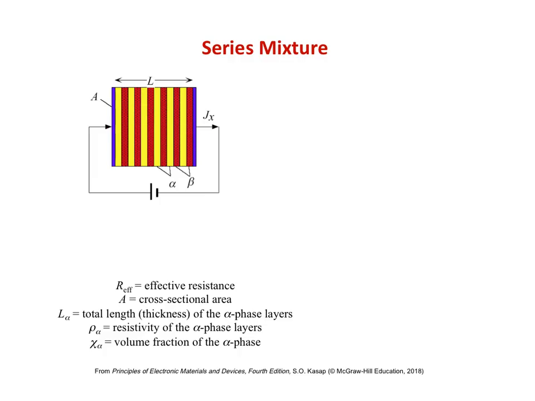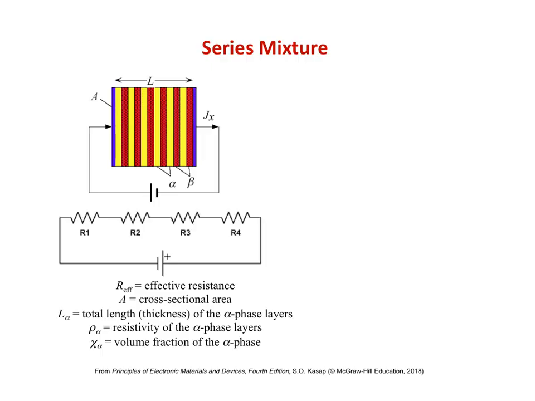and so we can consider each of these slabs as resistors in a one-dimensional problem. Thus we can consider each slab as a resistor connected in series with other resistors. And so we call this problem a series mixture. For resistors in series, we know that the total resistance is simply the sum of each resistor. Thus we have the effective resistance is the sum of the resistance of each slab.